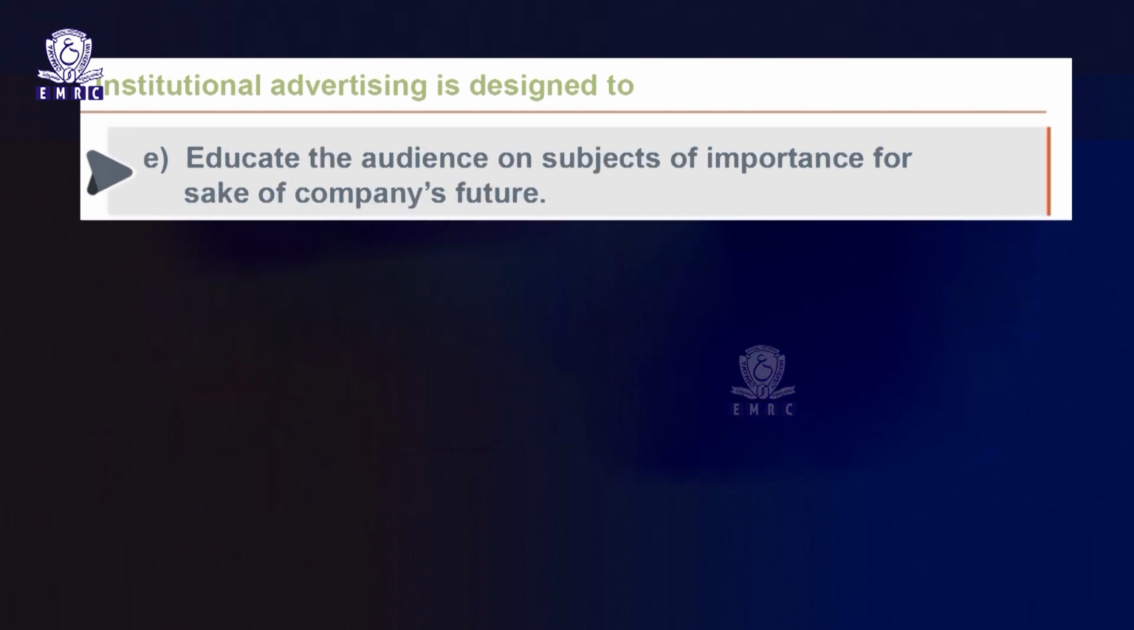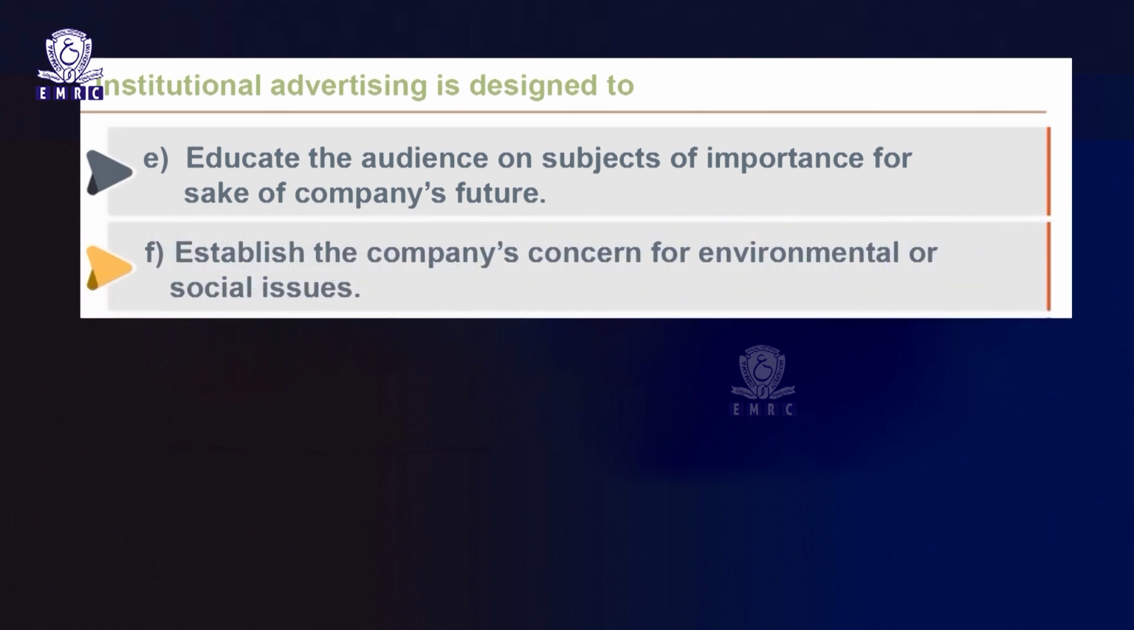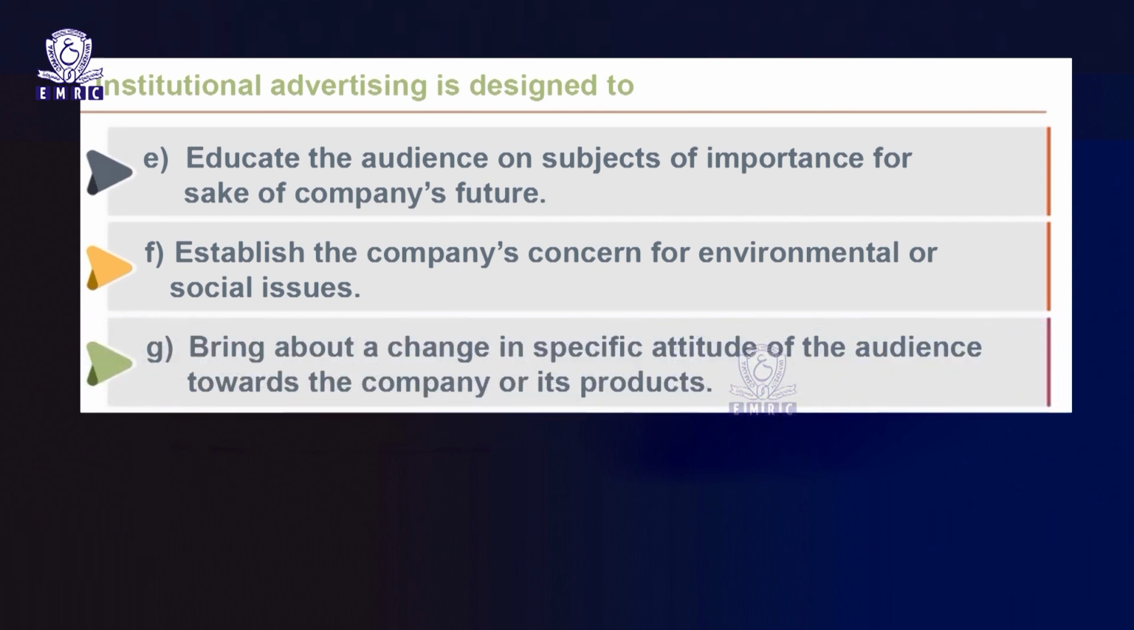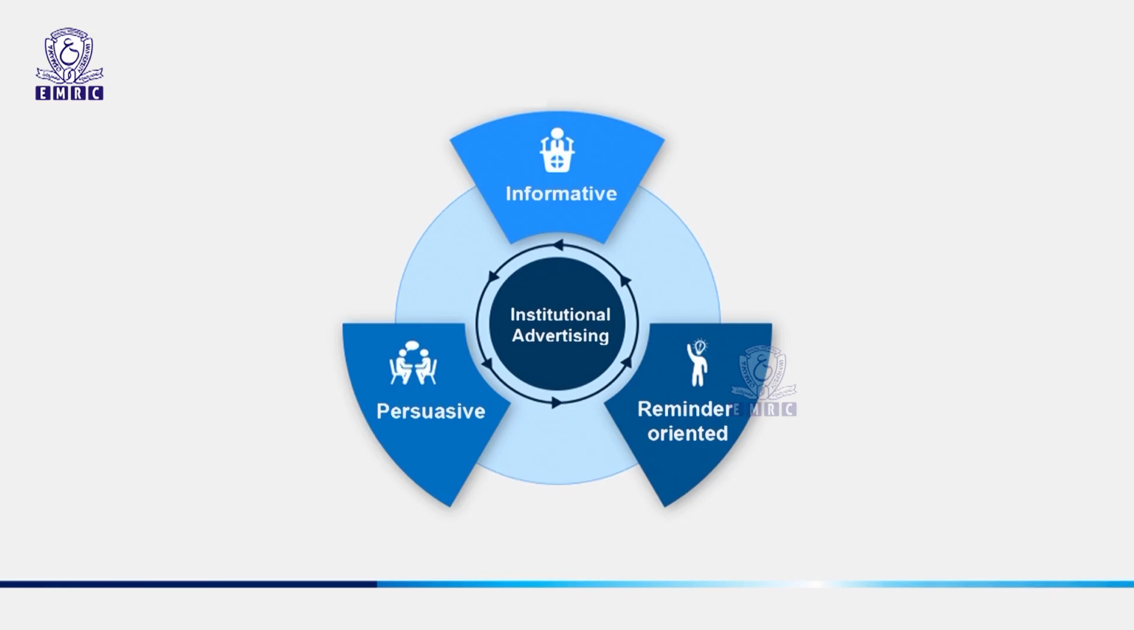E, educate the audience on subjects of importance for the sake of the company's future. F, establish the company's concern for environmental or social issues. And G, bring about a change in specific attitude of the audience towards the company or its products. Institutional advertising is also 1, informative, 2, persuasive and 3, reminder oriented.